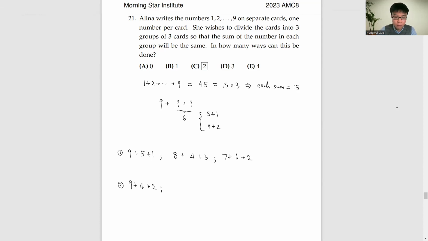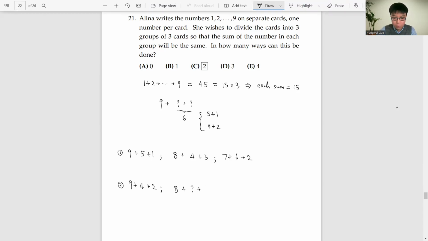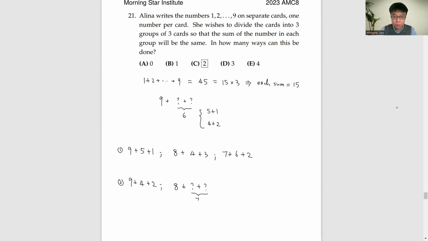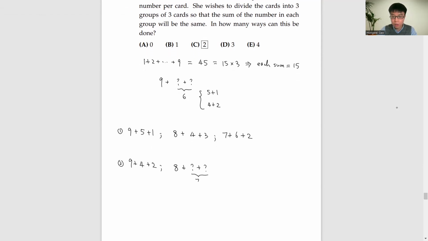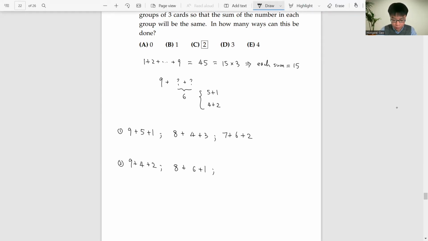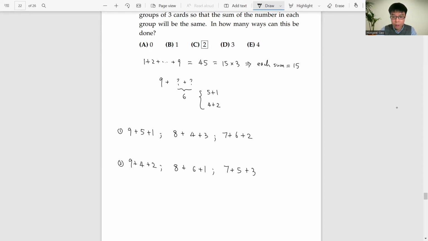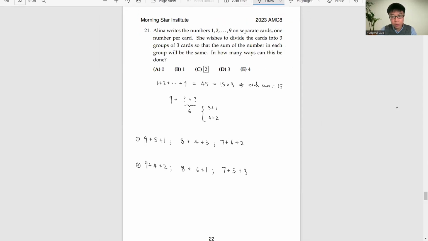Now for the second scenario, still we consider 8. 8 plus 2 other numbers to be 15. So 8 plus 7, right? In order to make 7, now we cannot use 4 because it's already in the first group. So the only possible way is 6 plus 1. And the third group is 7 plus 5 plus 3. And so we see that there are totally 2 ways.